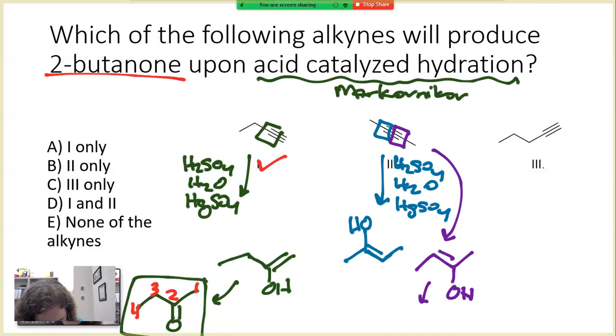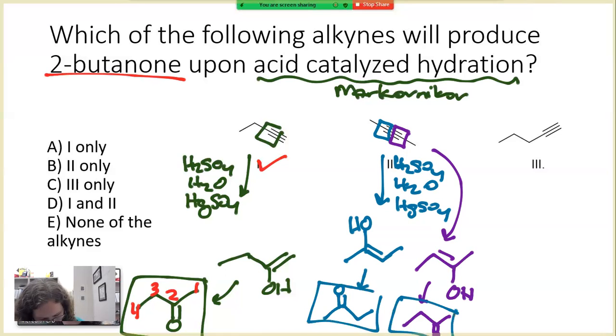And both of these will lead to the exact same ketone. And that is also 2-butanone. So molecule 2 is also capable of making 2-butanone as the product. In this instance, the internal alkyne makes the exact same ketone.